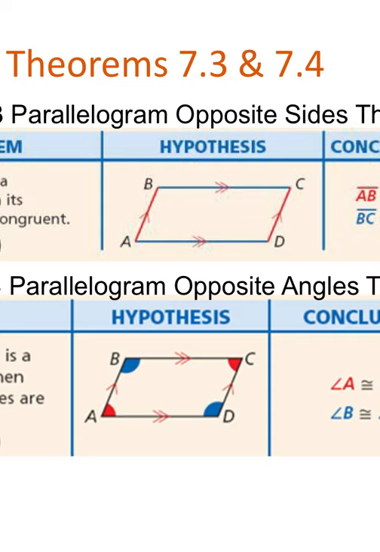The second theorem, the opposite angles theorem. So opposite sides are congruent, opposite angles are also congruent. So in our image, right, we've got angle B highlighted in blue. That one's going to be congruent to angle D, which is highlighted in blue as well. They're opposite each other. Angle A and angle C will also be congruent because they're opposite each other in our parallelogram.